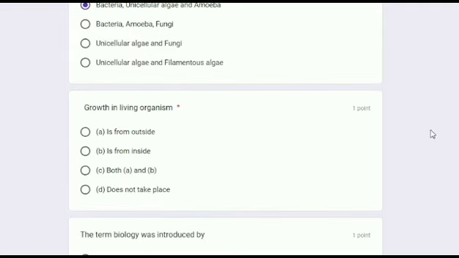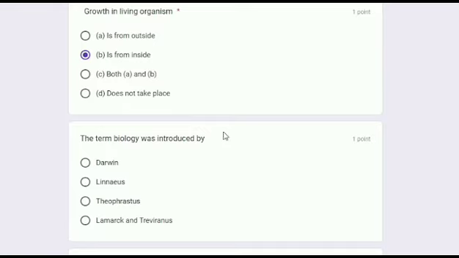Next question, growth in living organism. We know that it is from inside, that is intrinsic growth. So the answer is option B. The term biology was introduced by Lamarck and Treviranus.